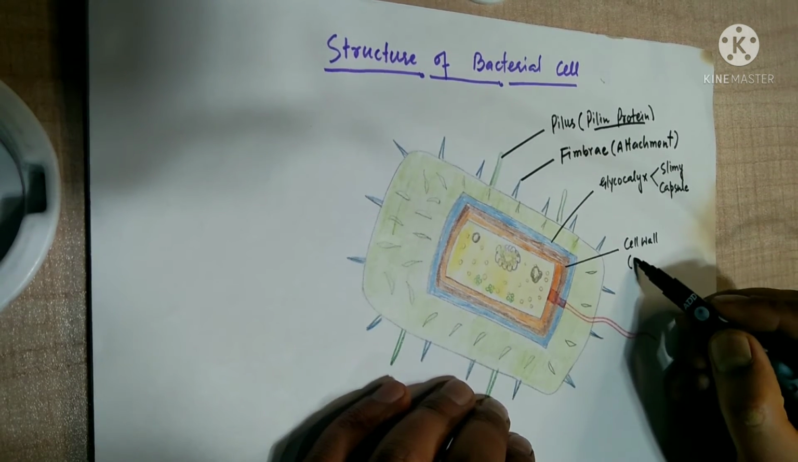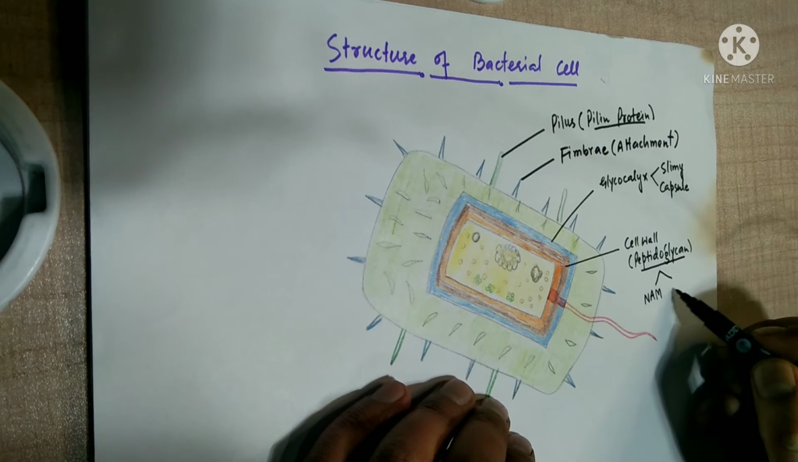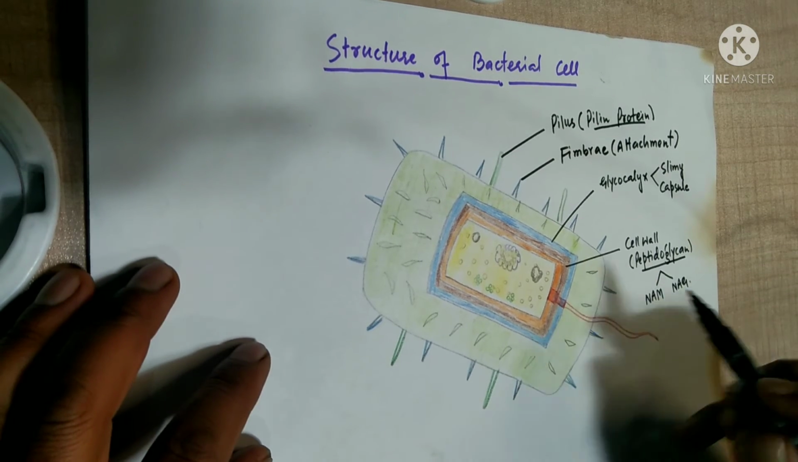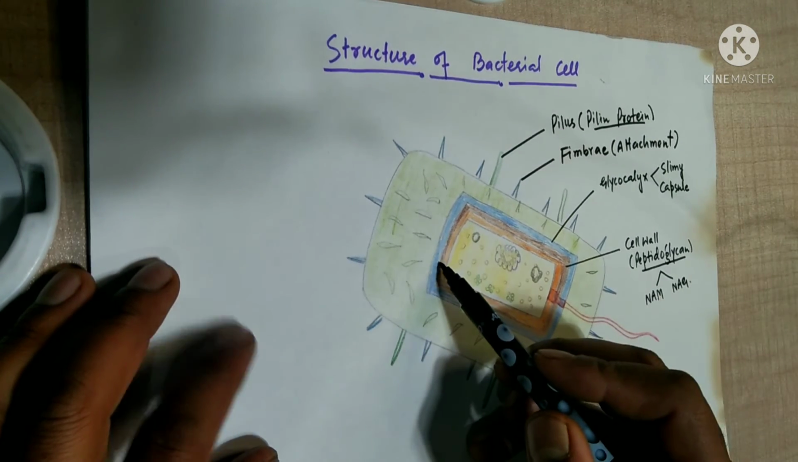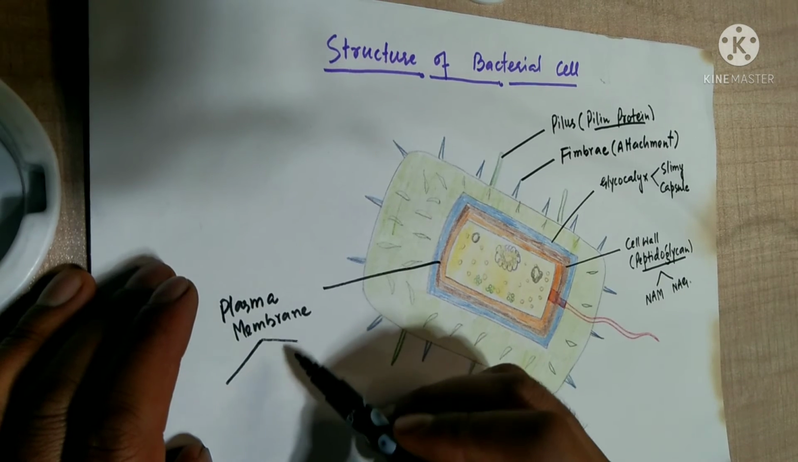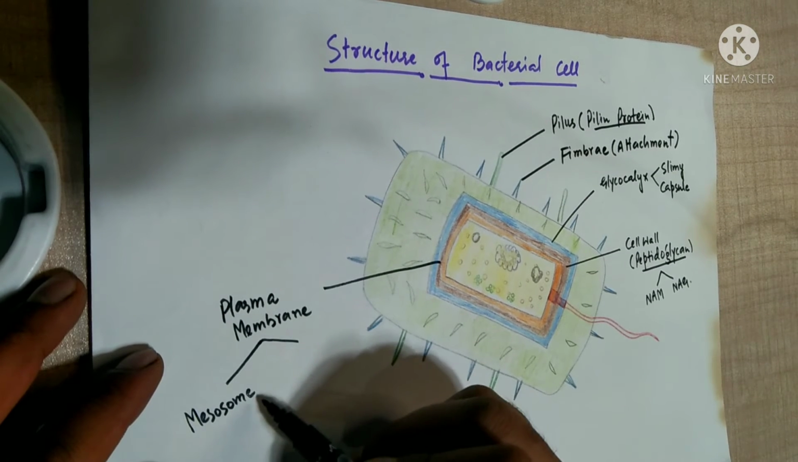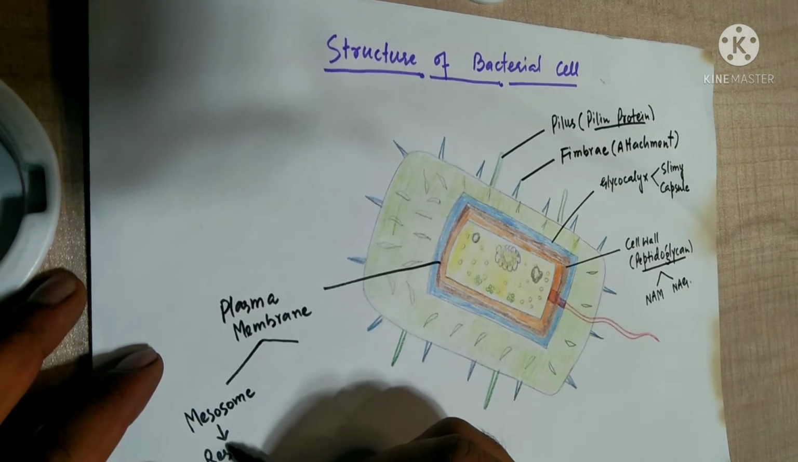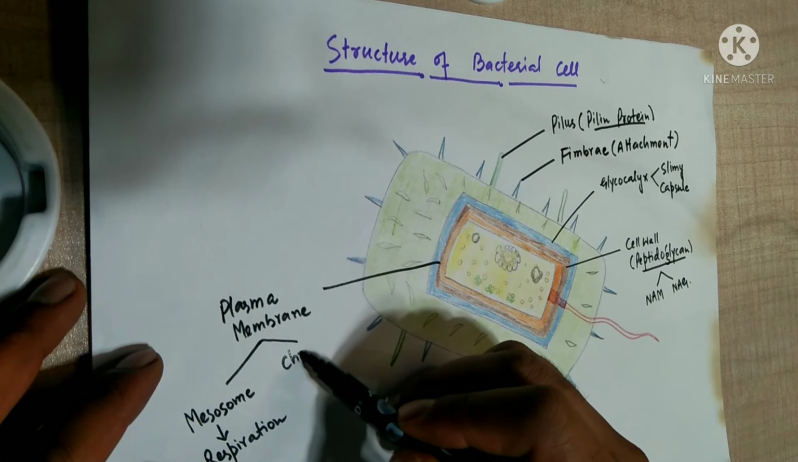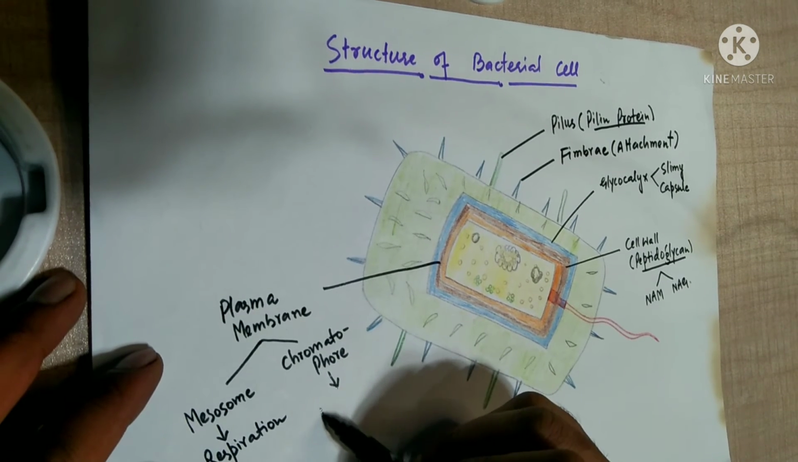Cell wall in case of bacteria is made up of peptidoglycan. Peptidoglycan made up of two structures called NAM and NAG. Then inner to the cell wall there is plasma membrane. Plasma membrane has two kinds of invaginations. One is called mesosome. Mesosome helps us in respiration, while the other contains chromatophore, which helps us in photosynthesis.